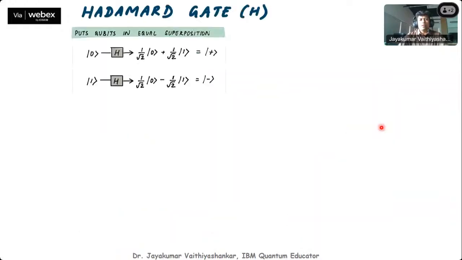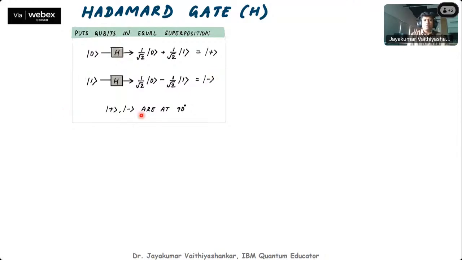If you apply the Hadamard gate, what happens? If you apply the Hadamard gate from state 0, it will go to the positive state, in equal superposition. If you apply the Hadamard gate to state 1, it will go to the negative state.